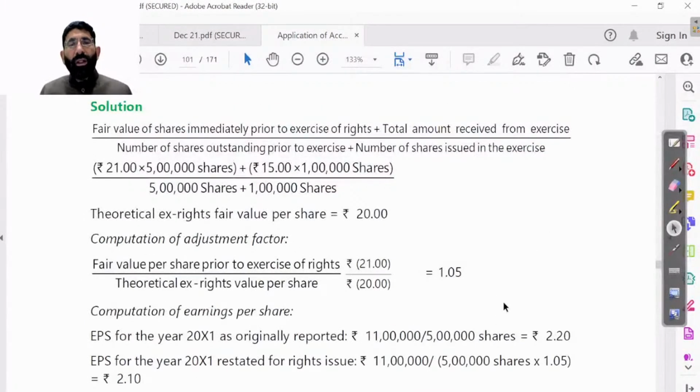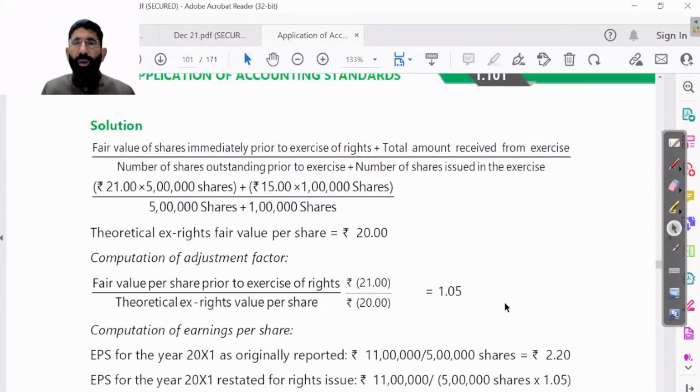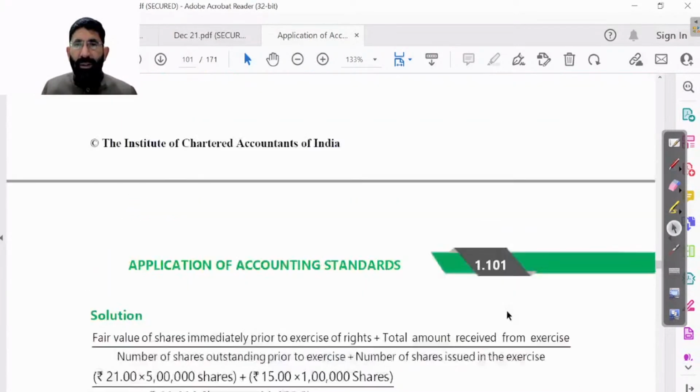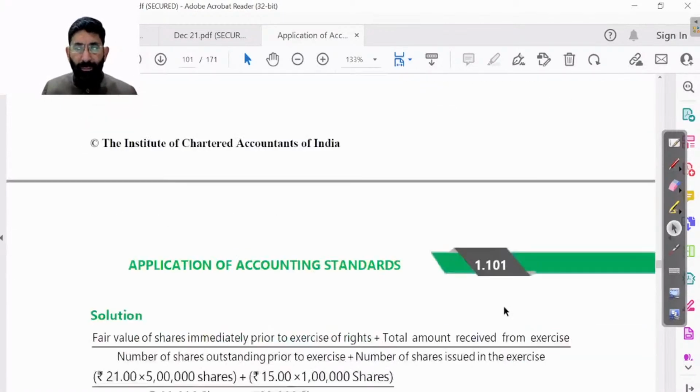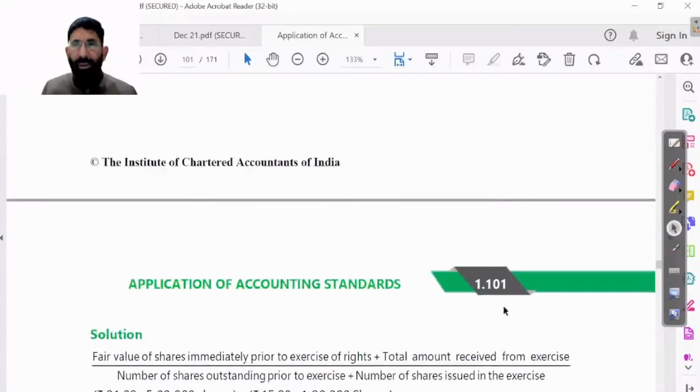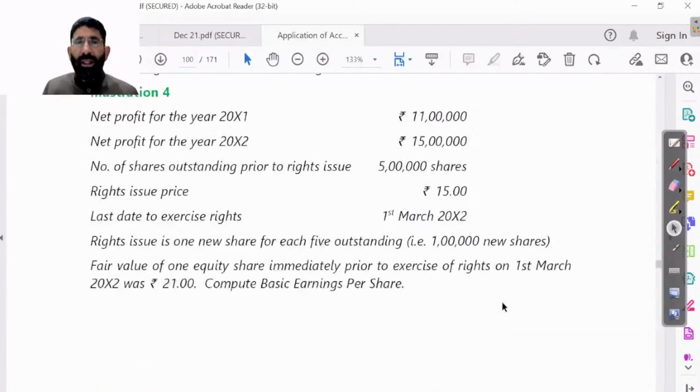We have to calculate for the current year as well as for the previous year. How to get it? Very simple, beta. Very, very simple. Just try to understand this thing. What will happen? First of all, we have to calculate the theoretical X right price.